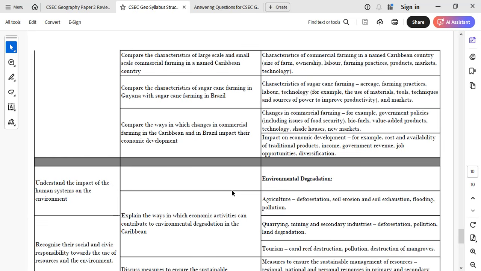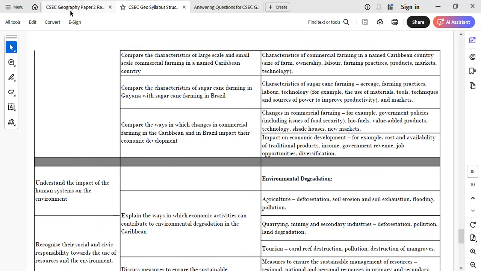Look at those headings. What are some of the trends and changes in those two countries in terms of sugarcane cultivation? The use of sugarcane cultivation now in renewable energy and for biofuels, etc. Those are the kind of things that you need to be aware of, right?